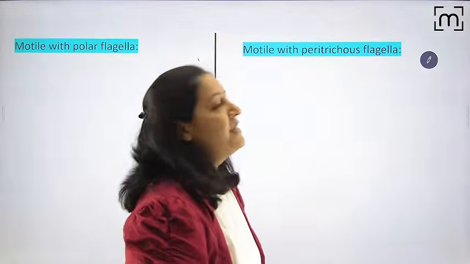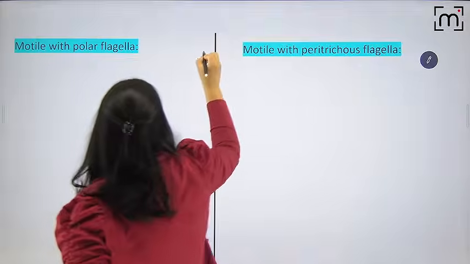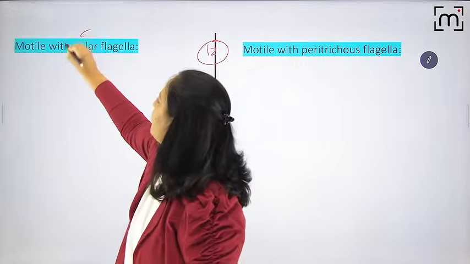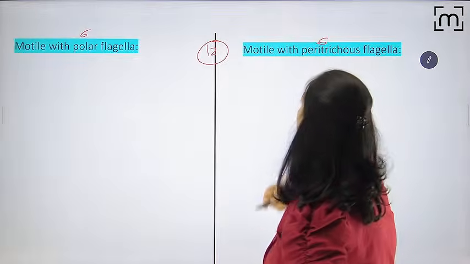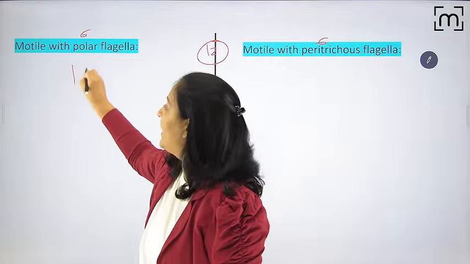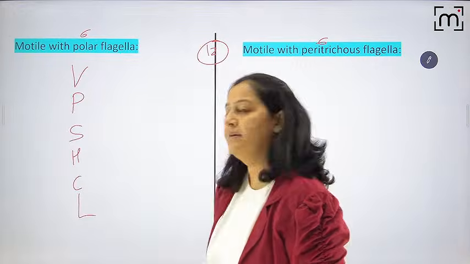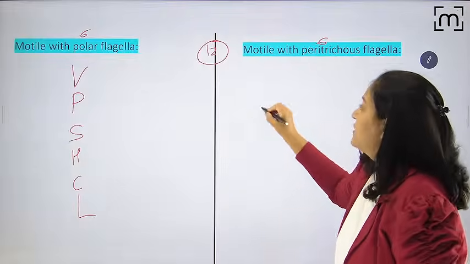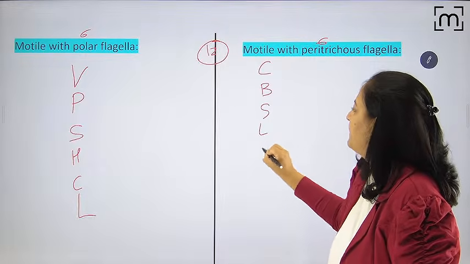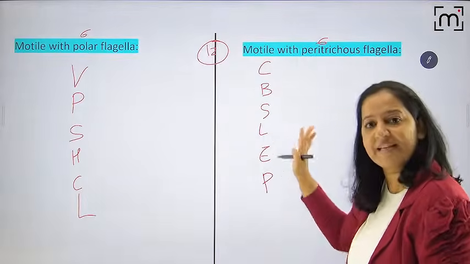So learn the list. Say the mnemonics, people. It's easy. So there are a total of 12 bacteria which are motile. The lucky 12. Six of them are motile with polar flagella and six of them are motile with peritrichous flagella. The six with polar flagella: "Very polar solution HCl." This is the mnemonic. And the six which are peritrichous: "Cute baby sleep, SLEP." This is the mnemonic. Six plus six, 12.